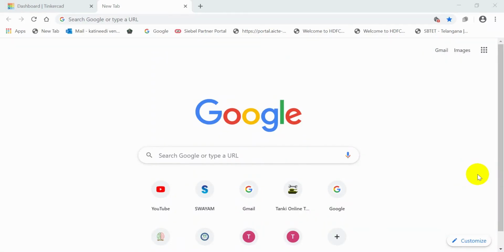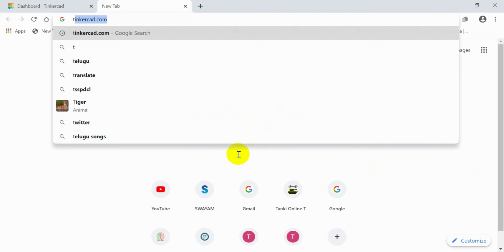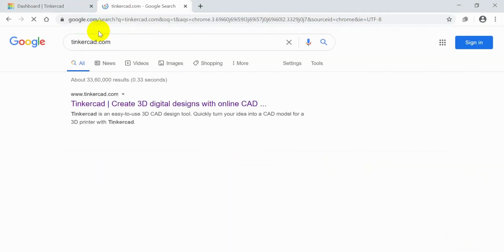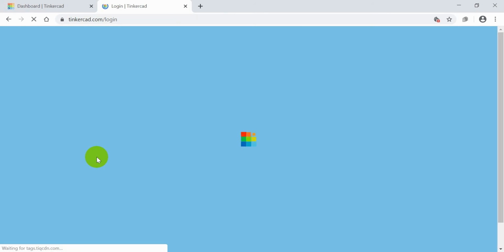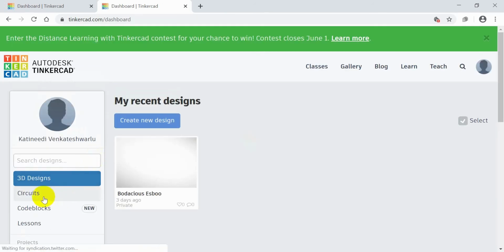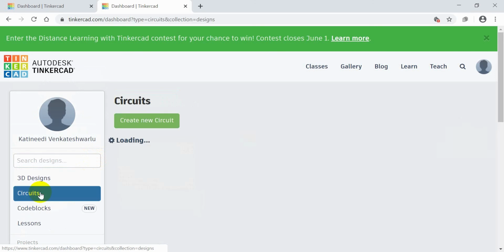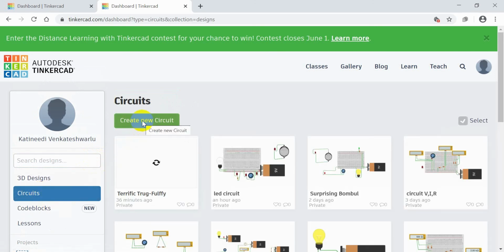This is Venkateshwarlu. Today I am going to explain about the LED (light emitting diode) circuit, its design and simulation by using Tinkercad software. In Tinkercad, you have to log in with your mail ID, then you will get this window. In this, select the circuits and go for create new circuit.